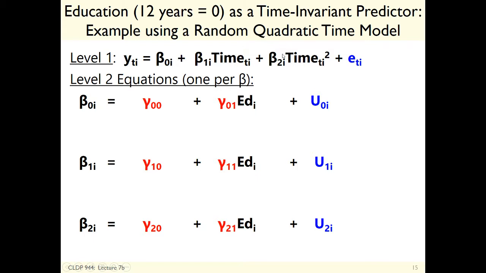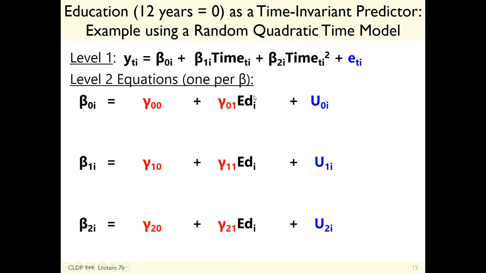Because I have 3 beta placeholders, I have 3 level 2 equations, 1 for each. In these level 2 equations, the first subscript goes with which beta it's predicting. So beta 0 here, I've got a 0 here, a 0 here, and a 0 here. For beta 1, I've got a 1, 1, 1. For beta 2, I've got a 2, 2, 2.